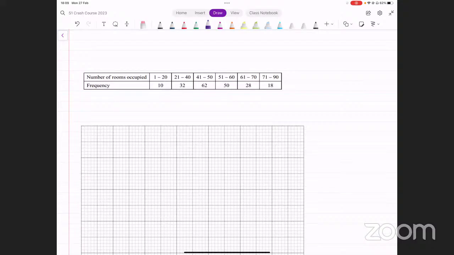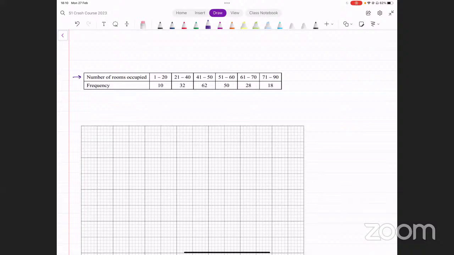Basically, what happens is sometimes the data that you're given is continuous, and sometimes it is not continuous. It's discrete. So, for example, in this case, we're talking about number of rooms. Think about whether you can have decimal values for number of rooms or not. Number of rooms is a discrete variable. Number of rooms cannot be in decimals.